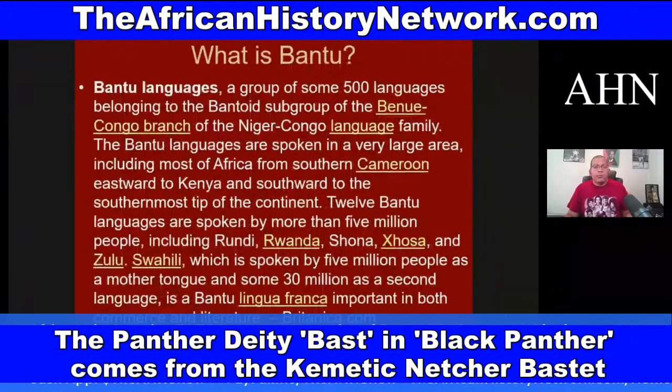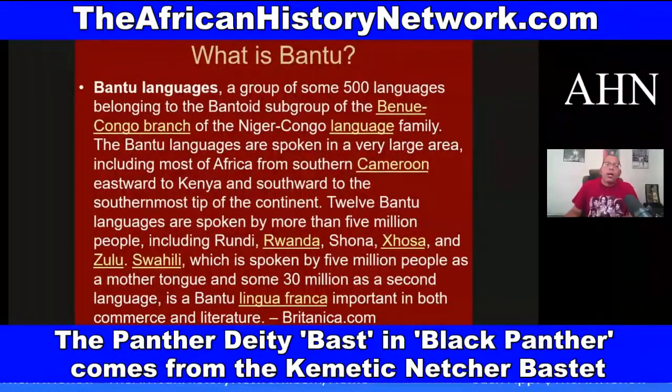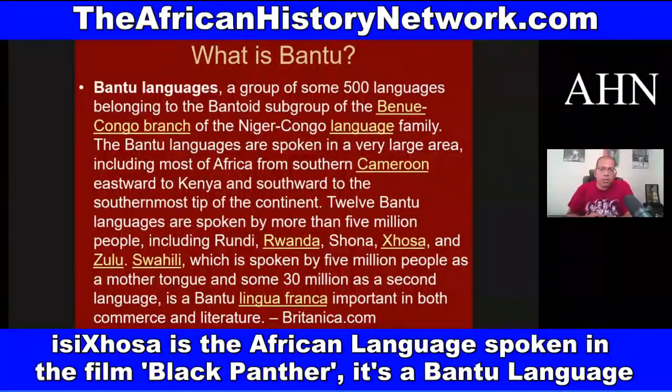Okay. So what is Bantu? Bantu is a group of some 500 languages belonging to the Bantoid subgroup of the Benue Congo branch of the Niger Congo language family. The Bantu languages are spoken in a very large area, including most of Africa, from southern Cameroon eastward to Kenya, and southward to the southernmost tip of the continent. 12 Bantu languages are spoken by more than 5 million people, including Rundi, Rwanda, Shona, isiXhosa, or Xhosa, which is the language spoken in the film Black Panther, and Zulu or Amazulu, okay?